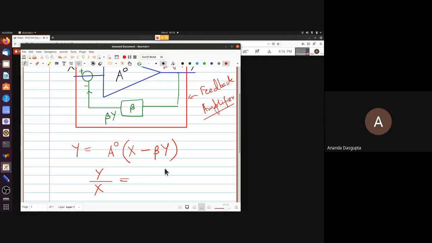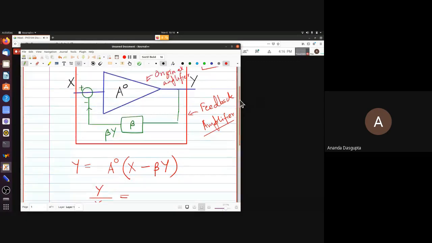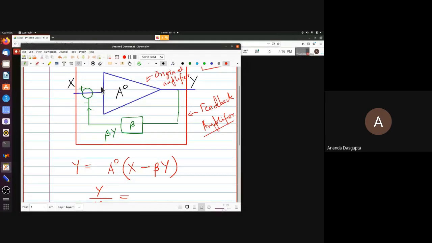rearrangement would tell you that Y by X, this ratio, which, remember, X is the input not to the original amplifier but to your feedback amplifier. X is what you're giving in here. The amplifier is actually getting X minus beta Y. That is why the amplifier is producing X minus beta Y times A0.